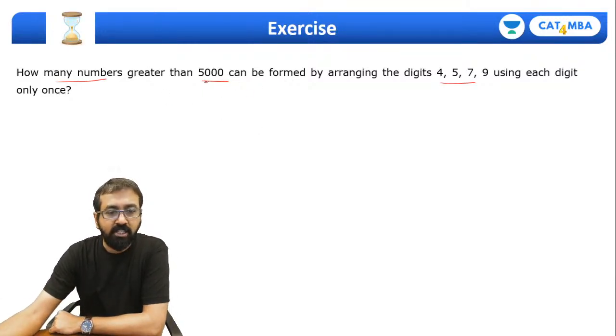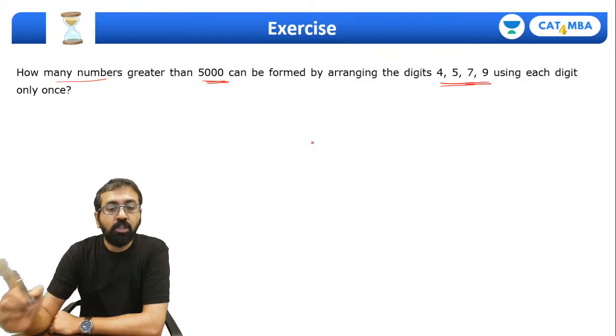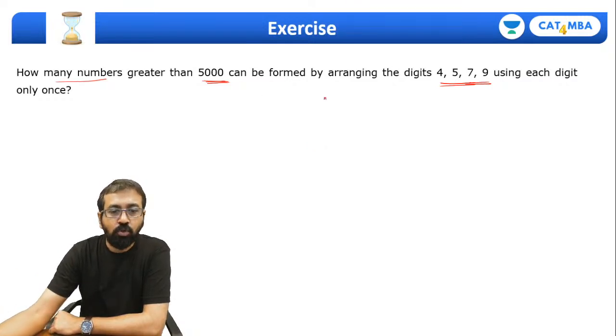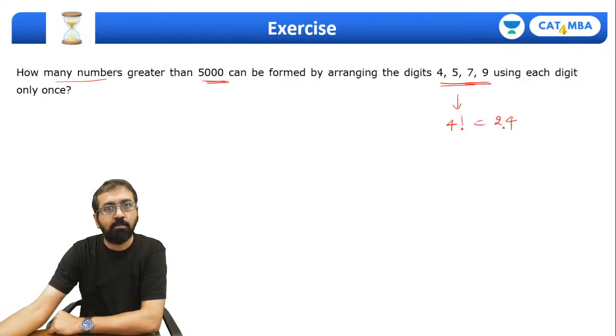How many numbers greater than 5000 can be formed by arranging the digits 4, 5, 7, 9? We want numbers to be greater than 5000. So can we do it this way? Let me show you the shortcut for this. And repetition is not allowed. Okay. So these are 4 digits. Can I say 4 digits can be arranged in 4 factorial ways? So there are going to be total 24 numbers.